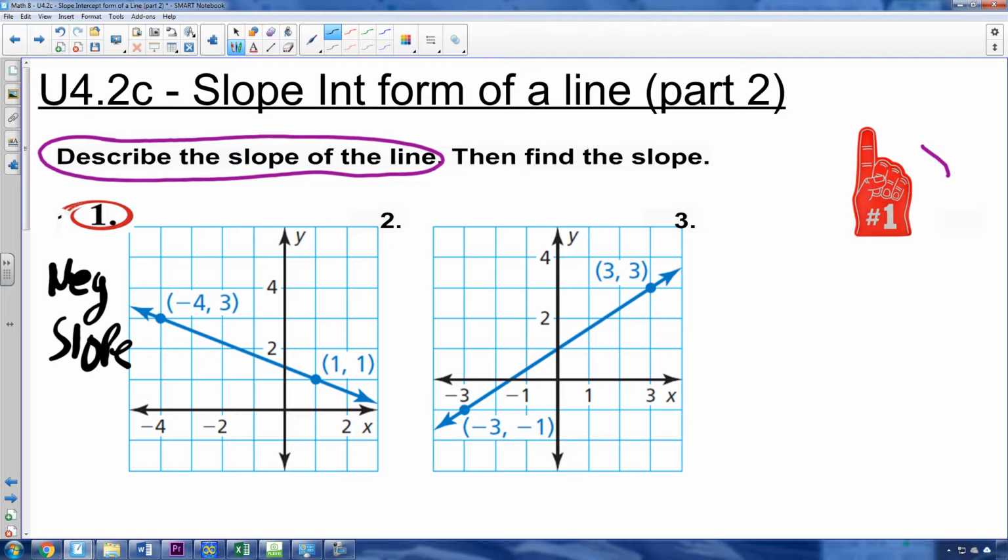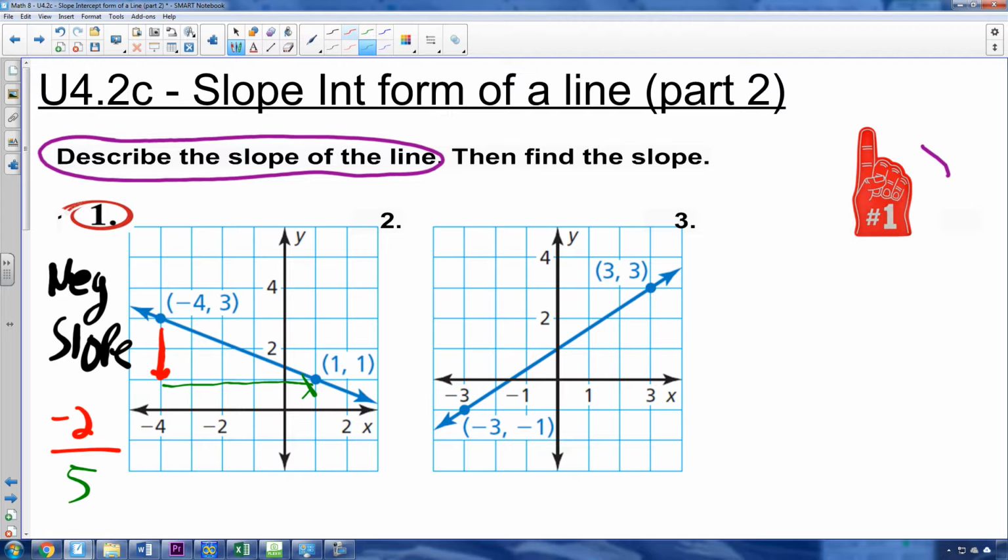And then we want to actually find the slope. So we want to do rise over run. From the left to the right, it's falling, it's going down, so I would say the rise is -2. And then we want to put that over the run. So the run is 1, 2, 3, 4, 5. I'm using arrows here. So that's the slope of the line.